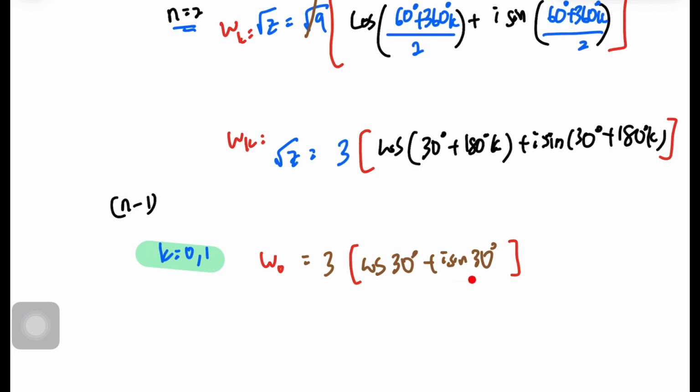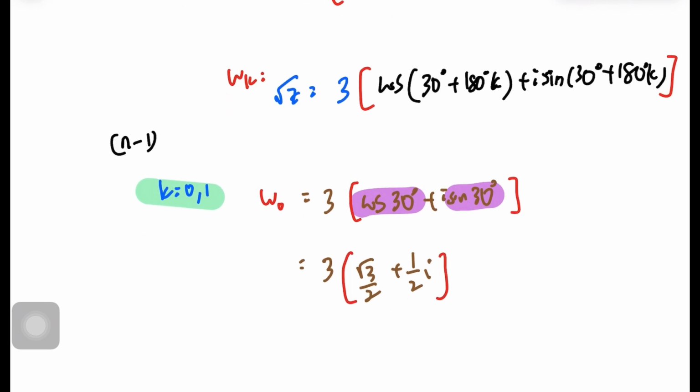This is your answer in polar form. If you want to solve this in standard form, you can just solve for cos 30 degree and sine 30 degree. So your answer will be 3 in bracket root 3 over 2 plus 1 over 2i. Okay, so now let's expand 3 inside. Your answer will be 3 root 3 over 2 plus 3 over 2i.